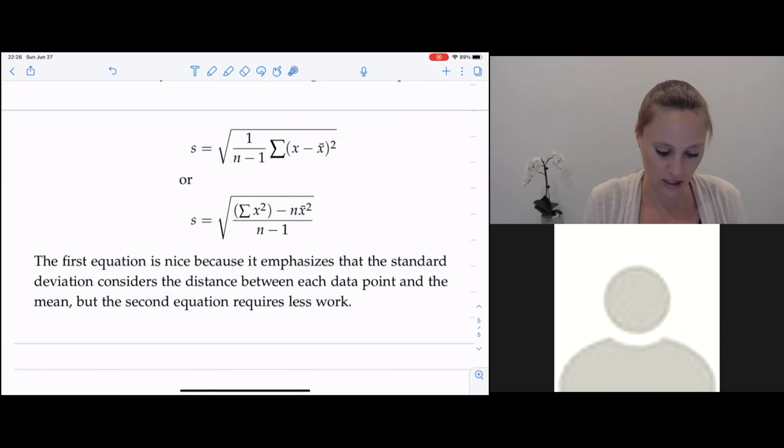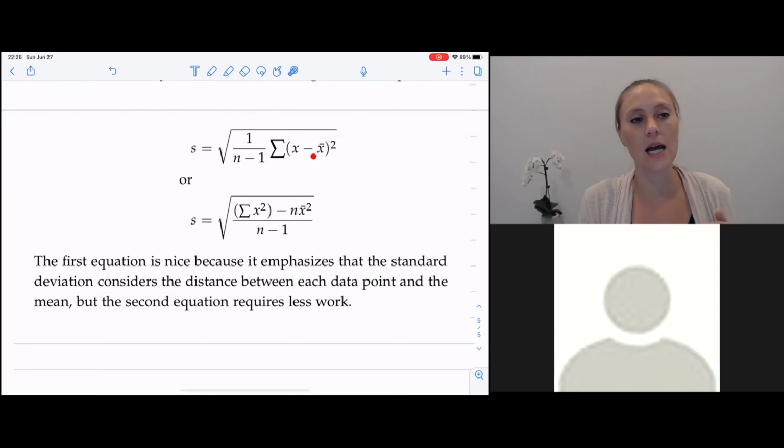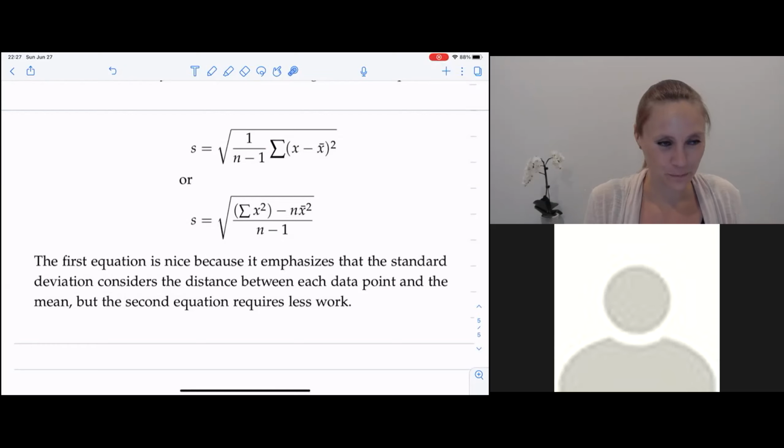this first equation is nice because it highlights that it's taking the distance from each point. So what this is saying is, if we work inside the square root and then work our way out, it's the sum of each individual x minus the mean. So you take away the mean. So how far is each value from the mean, right? That's what that's saying. And then you square it, and then you add them all up, and then you divide by n minus 1, and then you take the square root. Breezy, right? Probably not really, but that's okay.